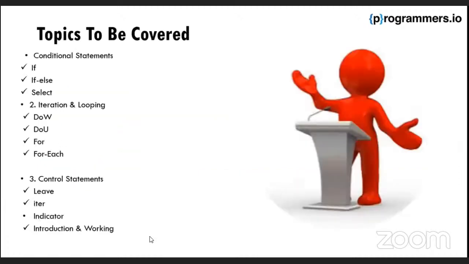So here are the topics to be covered in today's session. For conditional statements, we have if else and select statement, and for iteration we have loops: do while, do until, for, and for each. The third one is control statements, so we have leave and iter, and the last one is indicator. We will also look at the introduction and working of indicator.